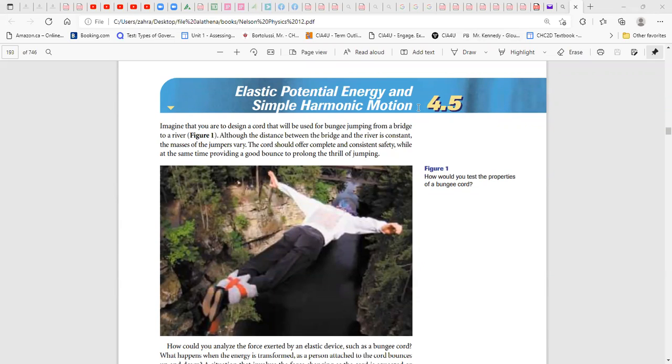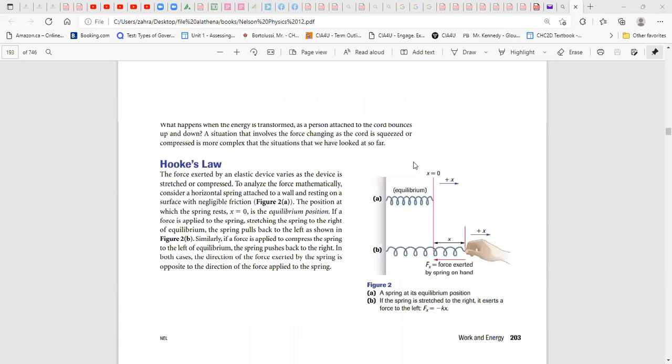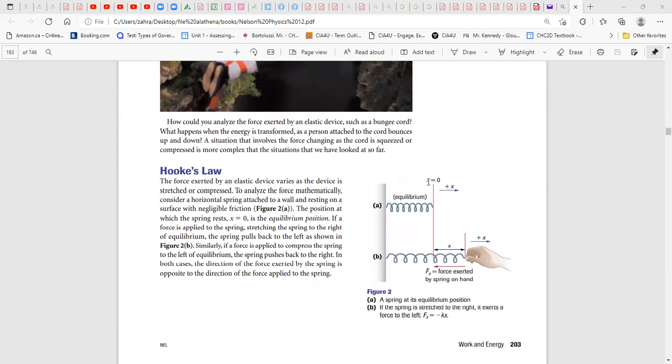Elastic potential energy and simple harmonic motion, 4.5. So you have seen a spring. If there is no force applied on a spring, it is neutrally just resting, and the position of that we call x0.